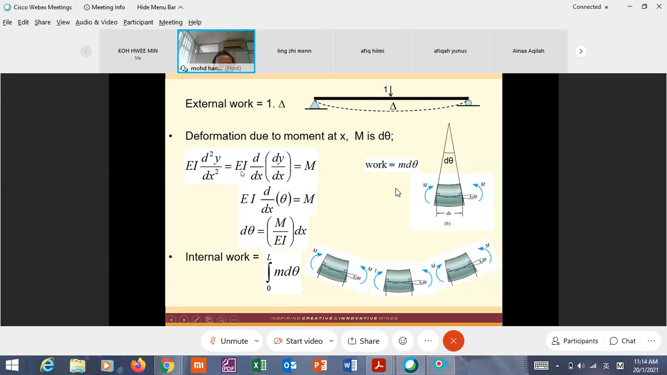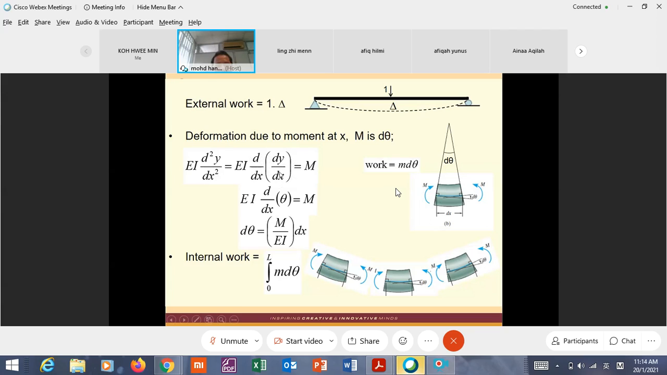Now, as we know, M is equal to EI d squared y over dx squared. This is from the curvature equation in the last lecture. And d squared y over dx squared is equal to d over dx multiplied by, in this bracket, dy over dx.